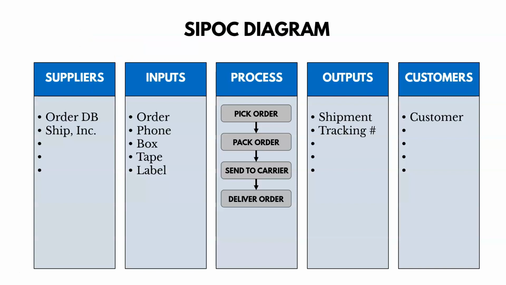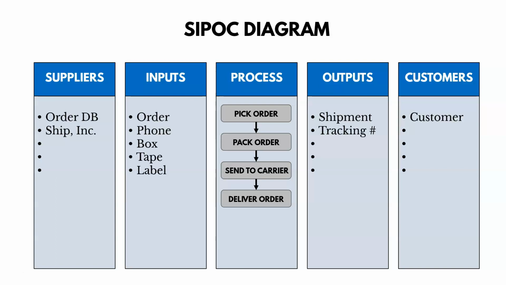And here's an example. So this is a shipping process. The process steps are going to be to pick the order, pack the order, send it to a carrier, deliver it, and so on. Very simple process steps. And on the left-hand side, we see suppliers that provide us inputs to that process. So companies that provide us shipment supplies, perhaps an order database. It doesn't have to be just people or companies. It could be systems too.